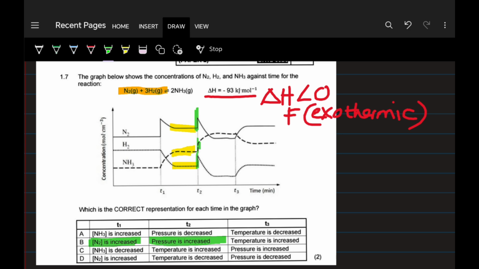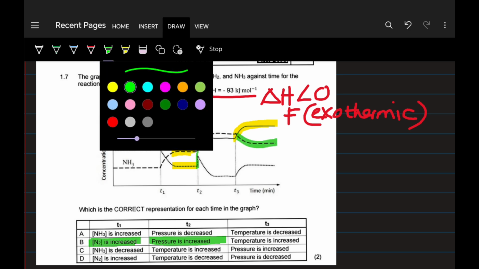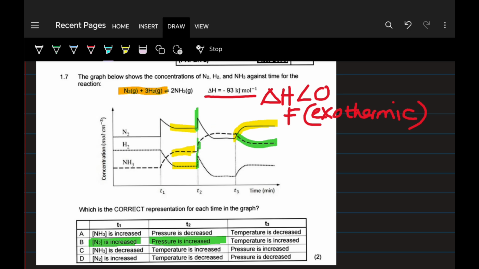At T3, what happened? All graphs are gentle. Look at the concentration of nitrogen. It gently increases, then it reaches equilibrium. Now look at the graph of ammonia. It gently decreases, then it reaches equilibrium. How about the graph of hydrogen? It gently increases, then it reaches equilibrium. So all graphs are gentle. We don't have a sharp increase, we don't have a spike.